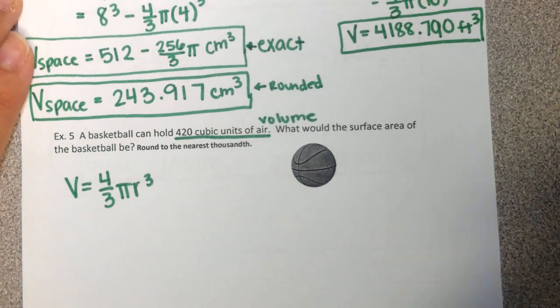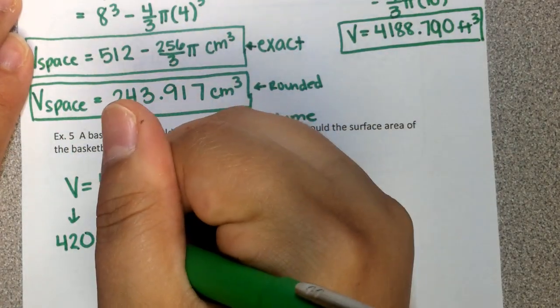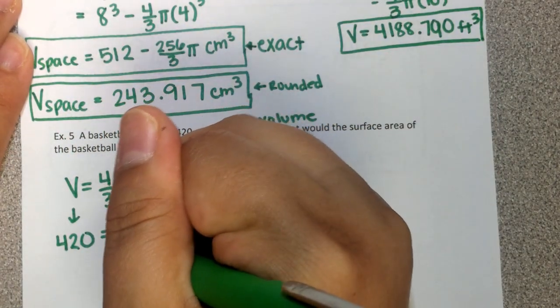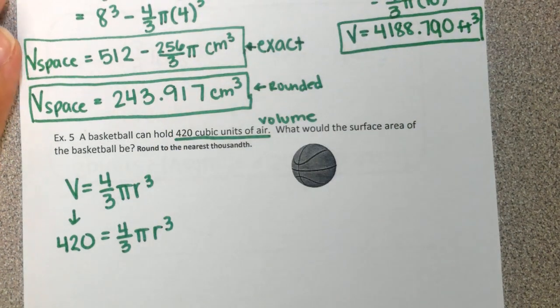Plug in what you know. The volume is 420. And I don't know the radius. What do I do?